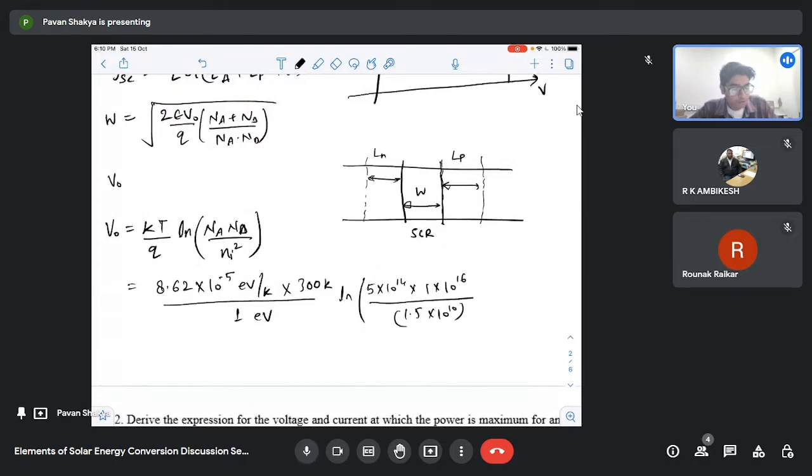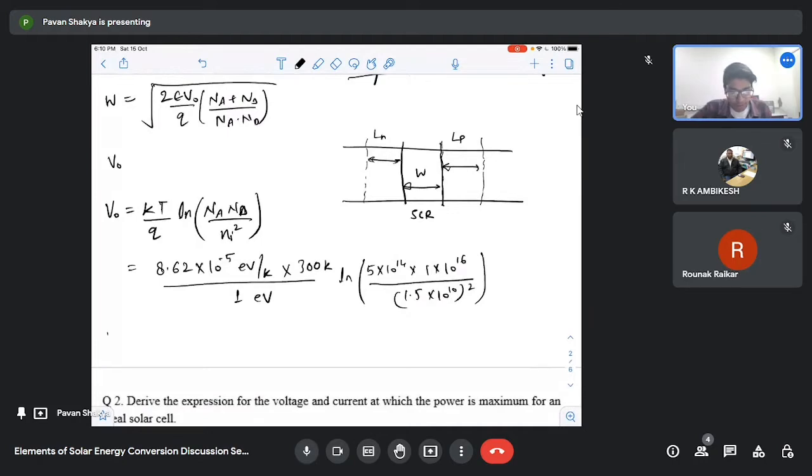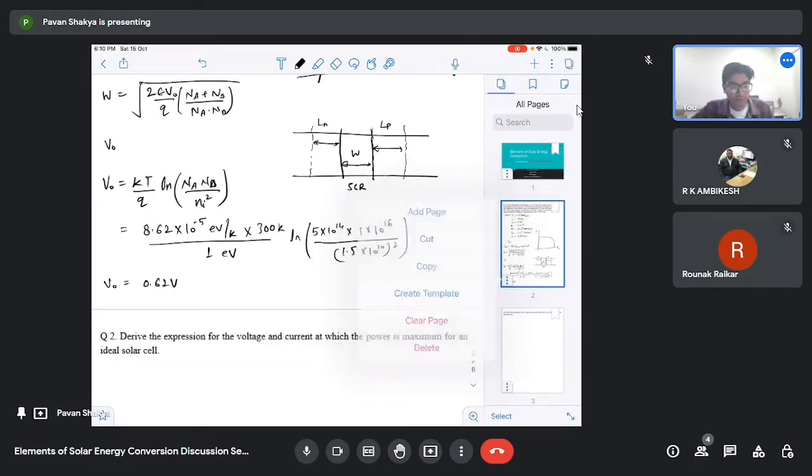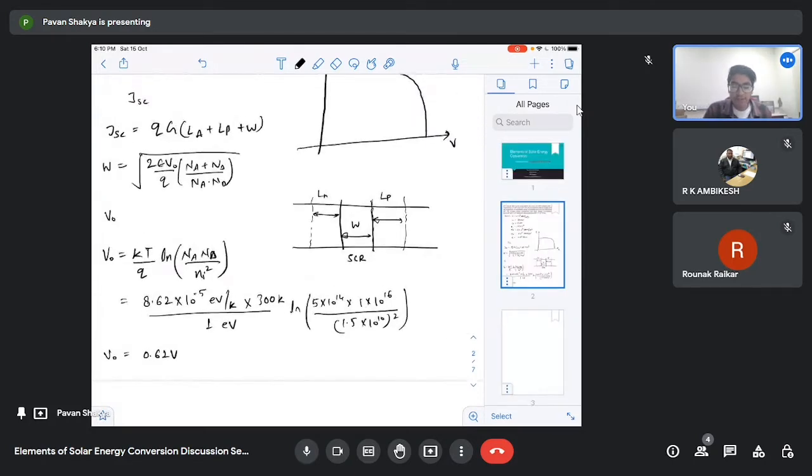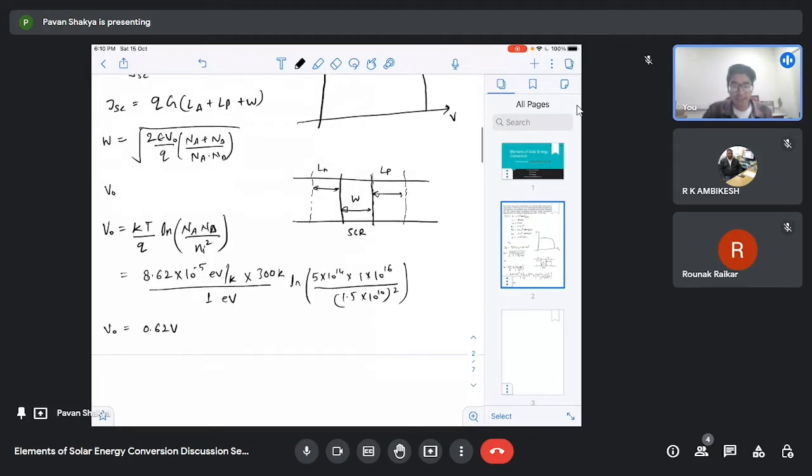So the whole square of this. Okay, so when you solve this, you will find that this open circuit voltage comes out to be 0.62 volt. Okay, so now we have the value for this open circuit voltage. Then we can calculate the depletion length for the space charge region, that is W.